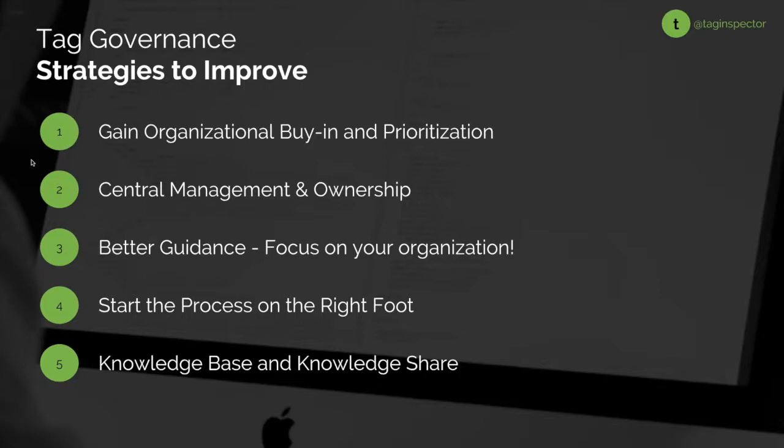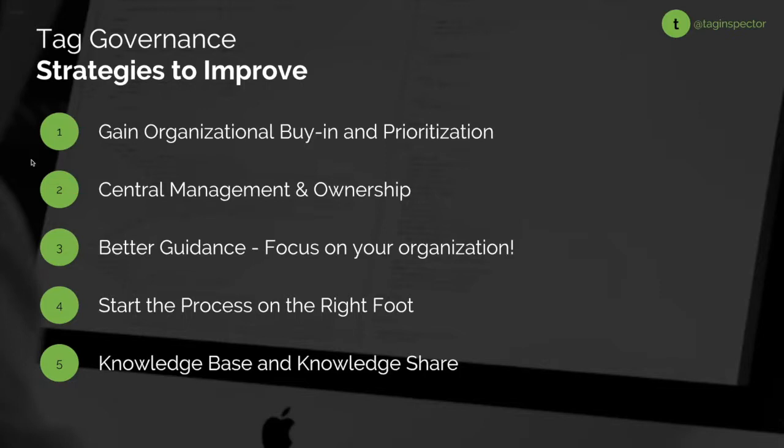Number two, central management and ownership. This is central management and ownership of the process. There needs to be an owner of tag management. There needs to be an owner of tag governance. That could be you within the organization. It could be a member of your team. It could be anybody. It doesn't matter who it is. There needs to be an owner. When there's too many cooks in the kitchen, too many hands in the pot, that's when things get really messy and things are no longer adhered to, as well as standards aren't put in place.